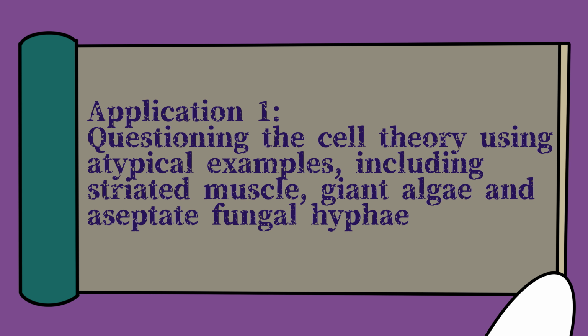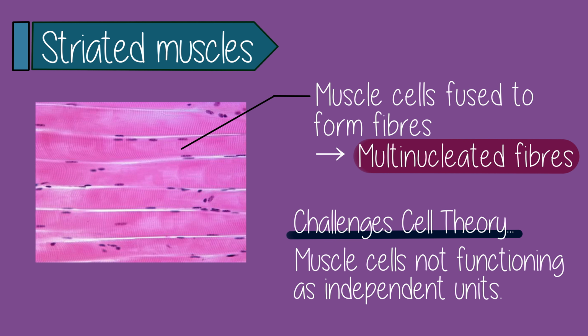Application 1. Questioning the cell theory using atypical examples, including striated muscle, giant algae, and aseptate fungal hyphae. Striated muscles are fibers formed by muscle cells fused together, which makes it a multinucleated fiber. This challenges the cell theory as the muscle cells are not functioning as independent units.